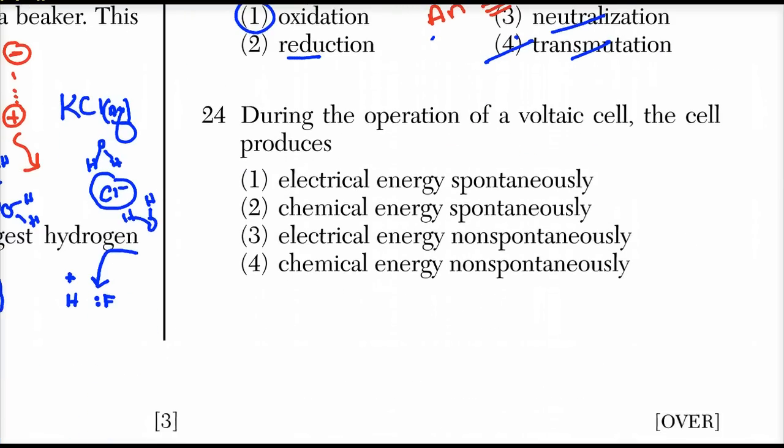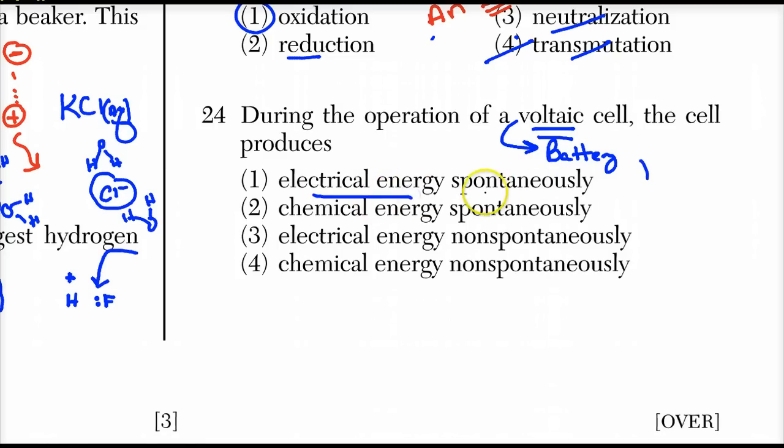24. During the operation of a voltaic cell, this is a battery. You should know your history here. Alessandro Volta and Luigi Galvani had an argument about what was causing the legs of frogs to contract when static electricity was applied. And Alessandro Volta created a device now called a battery, sometimes called a voltaic cell, to show Luigi Galvani that the frog legs were moving because of a physical property of matter, not biological. So in any case, it's a battery, and batteries produce electrical energy spontaneously.